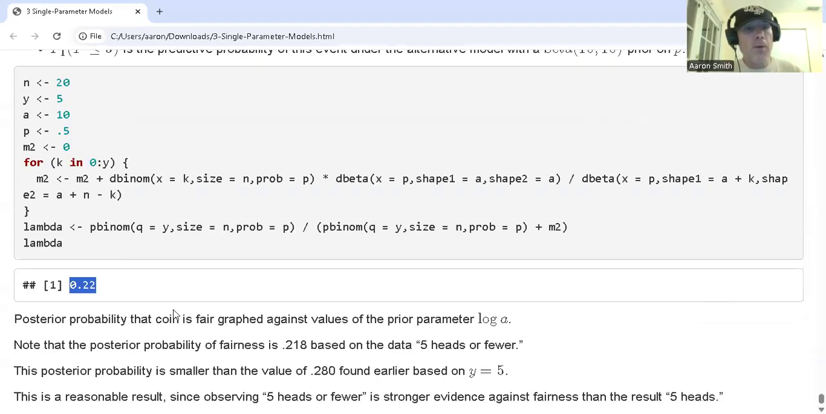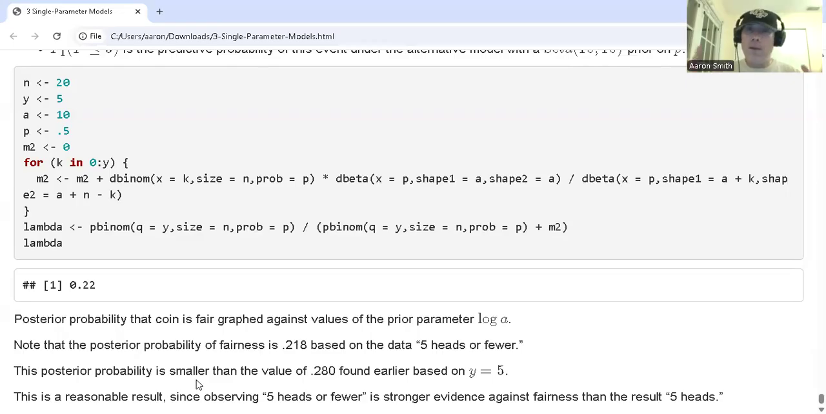So posterior probability that the coin is fair graphed against the values of the prior parameter log A. Note that the posterior probability of fairness is 0.218 based on the data of 5 heads or fewer. The posterior probability is smaller than the value of 0.28 found earlier based on y equals 5. All right, this is a reasonable result since 5 heads or fewer is stronger evidence than just exactly 5 heads.